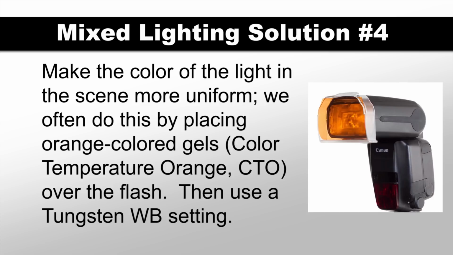We often do this by placing orange-colored gels over the flash so it produces an orange light similar to tungsten, and use a white balance setting that matches the tungsten. Since all of the light we're using in the scene is now essentially one color, we can correct any color cast easily without having to try to fix different parts of the image separately.